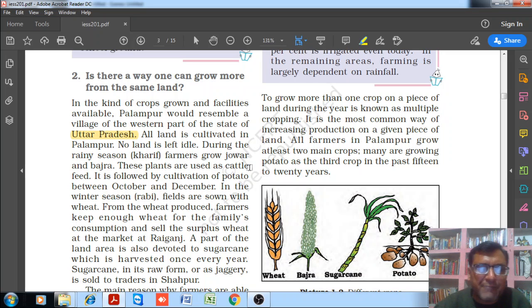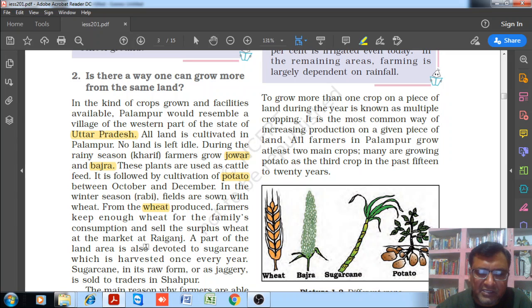So these are the different types of crops you are watching here: jowar, bajra, potato, and some rabi crops also, which start with October and December. In the winter season, means when winter comes, different types of crops are started to be cultivated, like wheat. Wheat is the main crop of Rabi cropping season, and farmers keep enough wheat for the family's consumption and they sell the surplus.